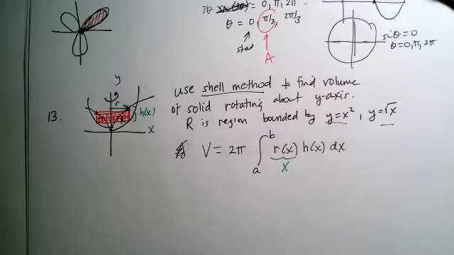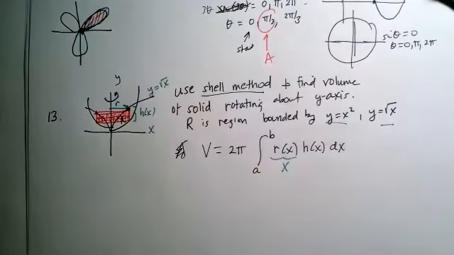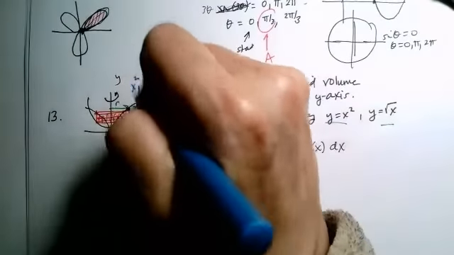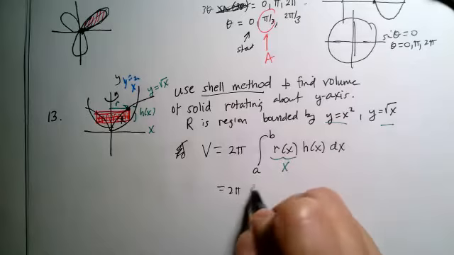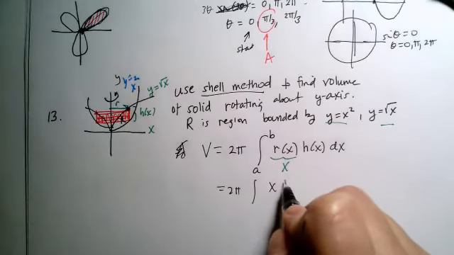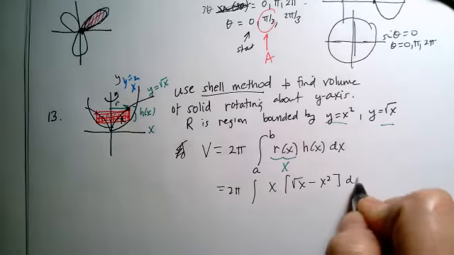Root x is upper. Okay, it looks like the upper one is the square root of x, and the lower one is x squared. So that's going to be 2 pi x times root x minus x squared dx.